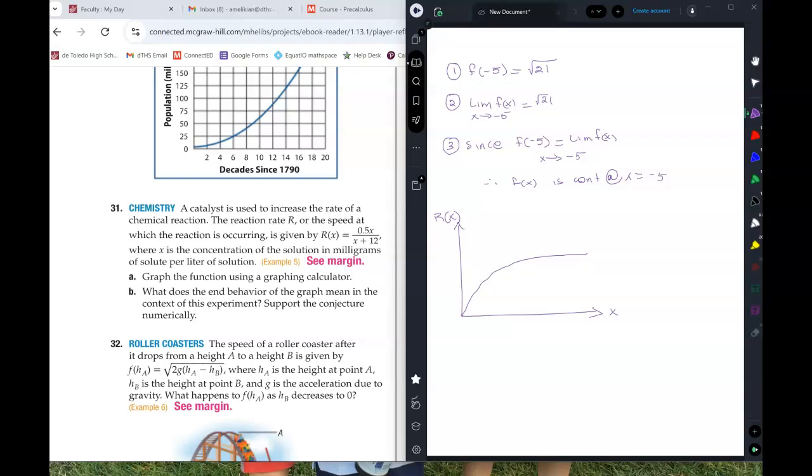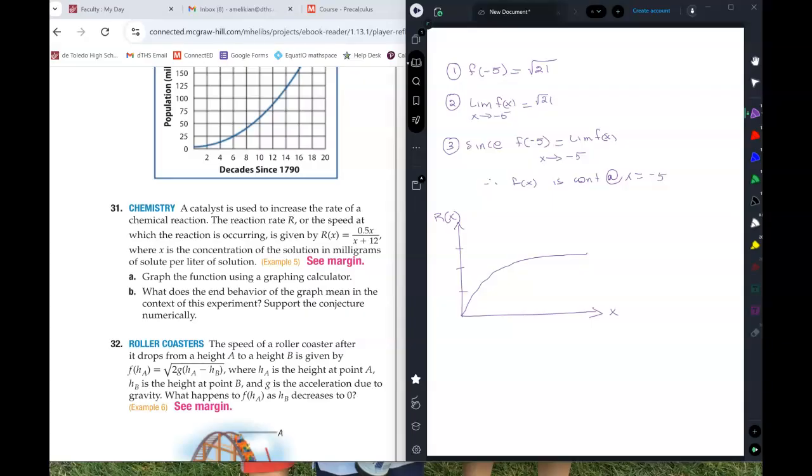So now look at this again tonight based on everything we're doing. For part A, show me this graph, but calibrate it correctly, or something that makes sense. What does the end behavior of the graph mean in the context of this experiment? That's it. Never support the conjecture numerically. We're not doing that. But you have to say it, right?